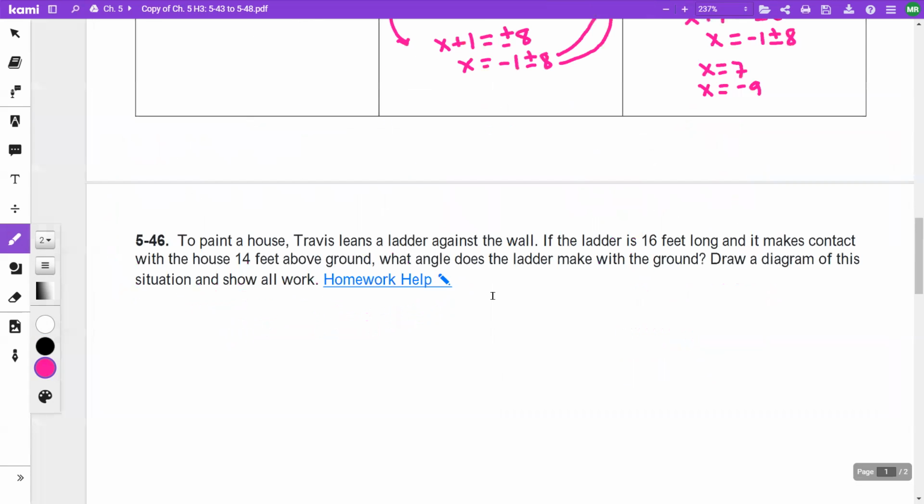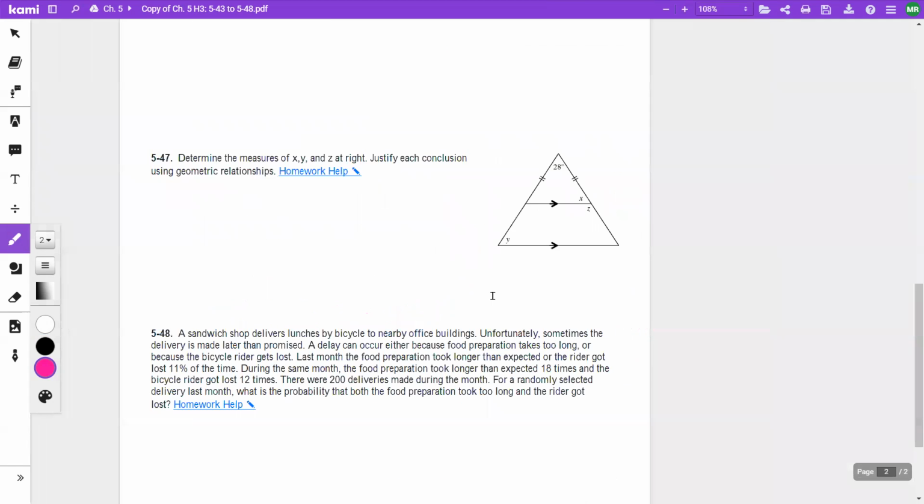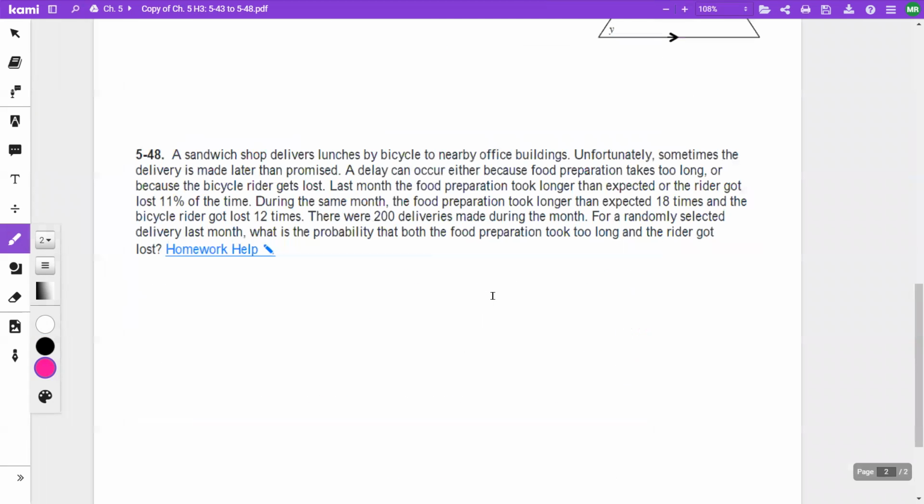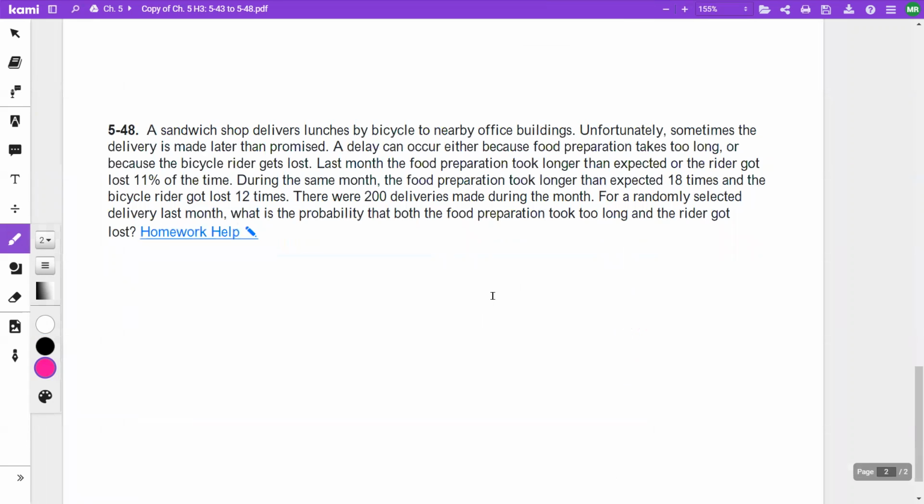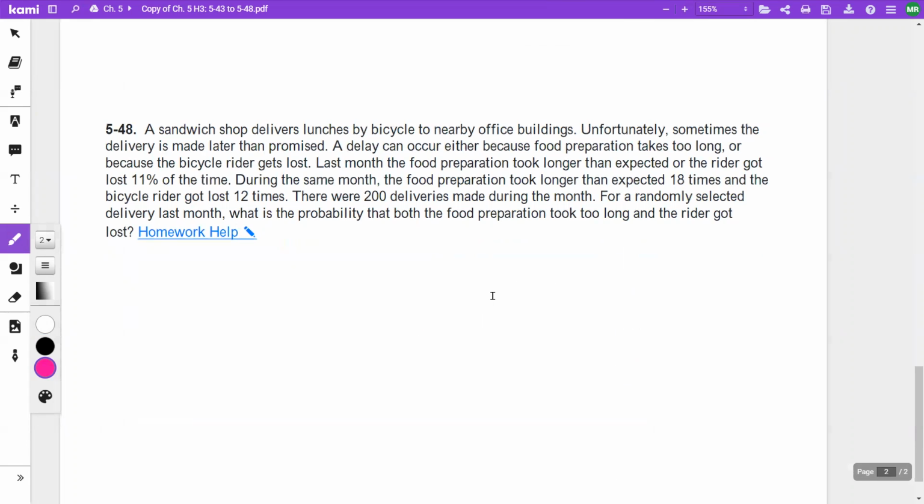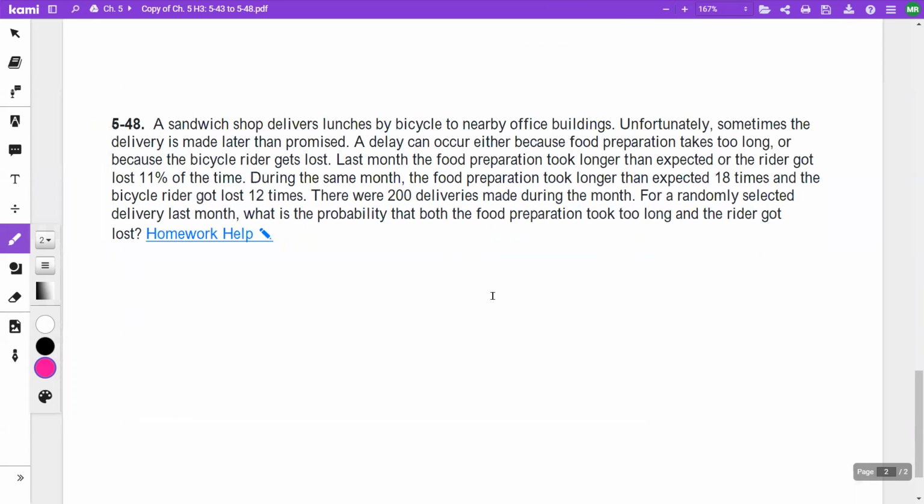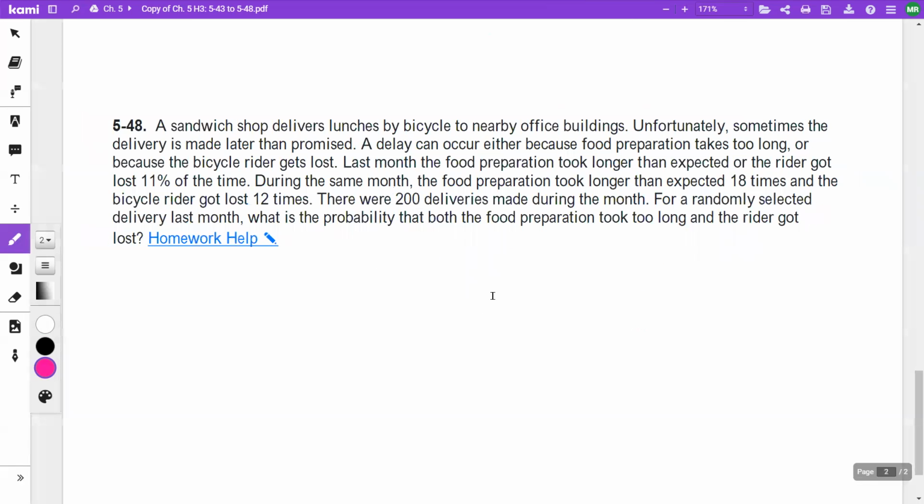On 48, so let's see. In this particular situation, a delay can occur. Someone's delivering sandwiches or lunches by bicycle to nearby offices. Sometimes the delivery is made later than promised. A delay can occur either because the food preparation took too long or because the bicycle rider gets lost.